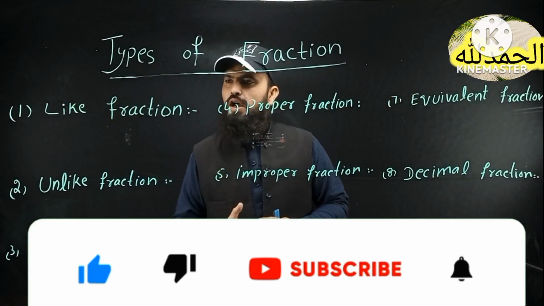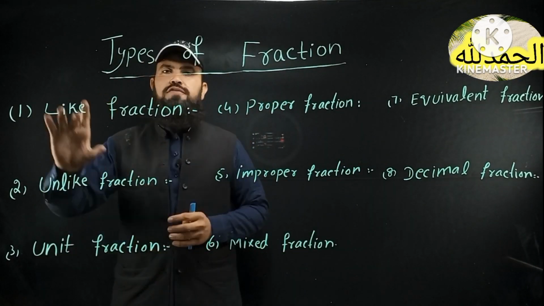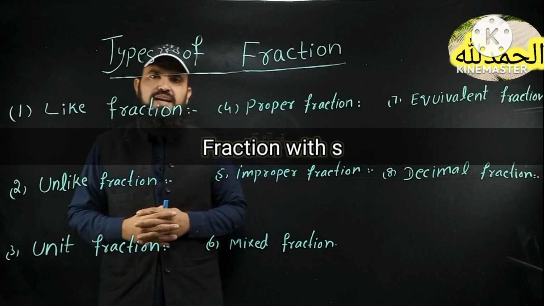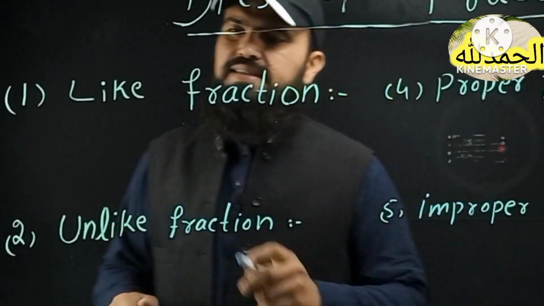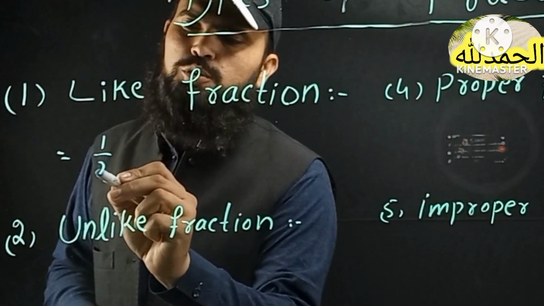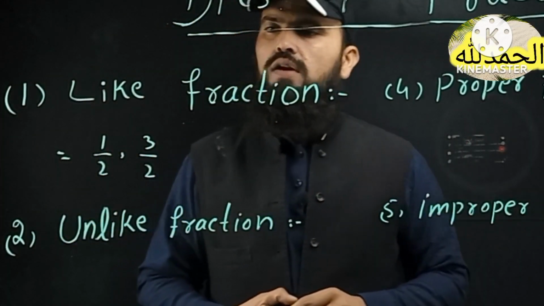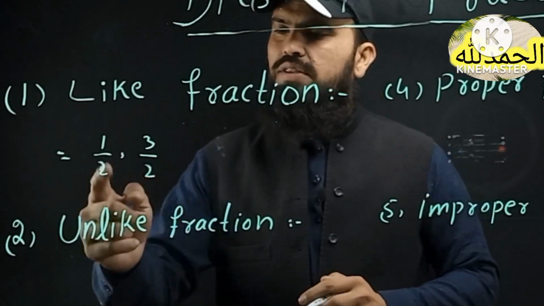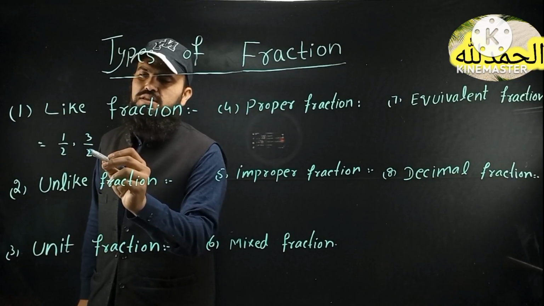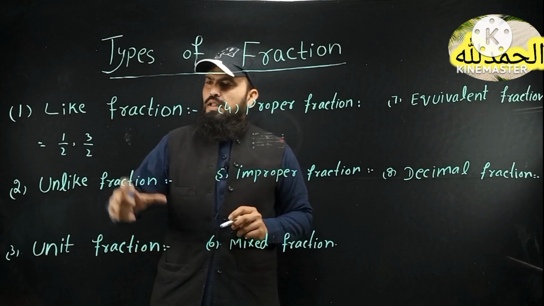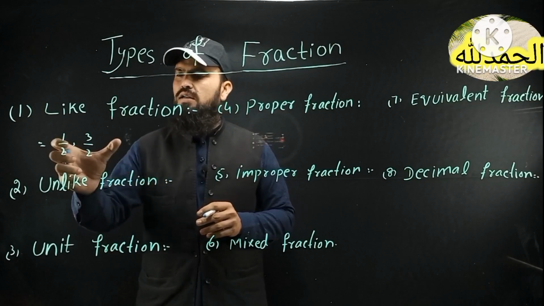Hello friends, today our topic is types of fractions. So the first type of fraction is like fractions. What are like fractions? The definition of like fractions is: fractions with the same denominator are called like fractions. For example, 1 over 2 and 3 over 2. So these fractions are called like fractions because the denominator of the first fraction is 2 and the second fraction is also 2. When the denominators of the fractions are the same, these fractions are called like fractions.